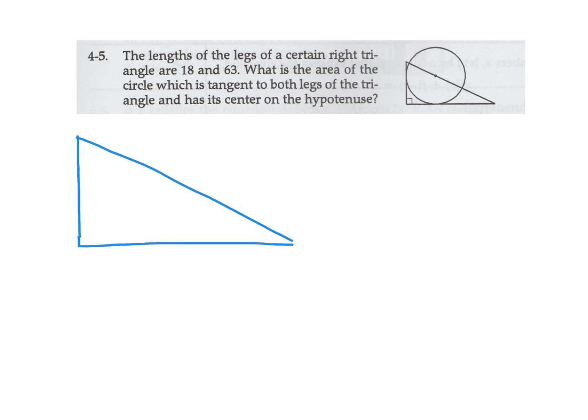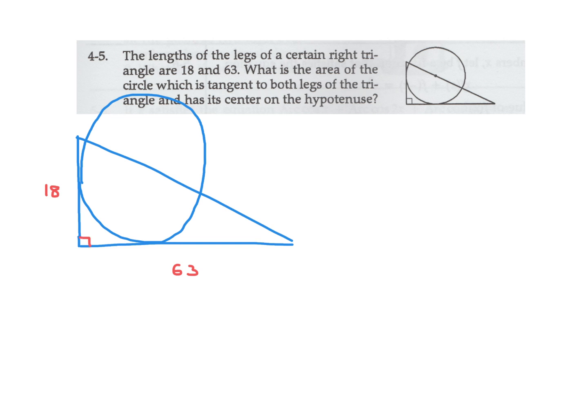Okay, so I've got to draw this in a way that it's tangent. Something like this, right? Not the best of diagrams, but that's okay. So now let's figure this out. We have the lengths are 18 and 63. So that's 18 and that's 63, and that's a right triangle.